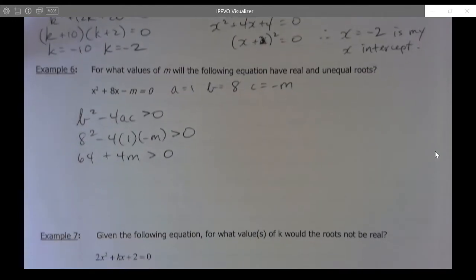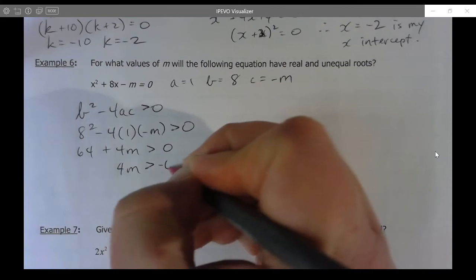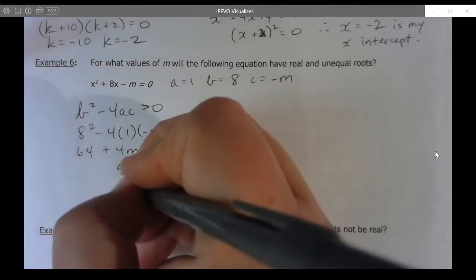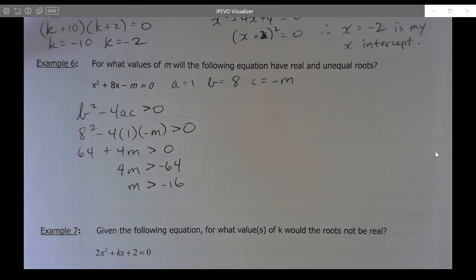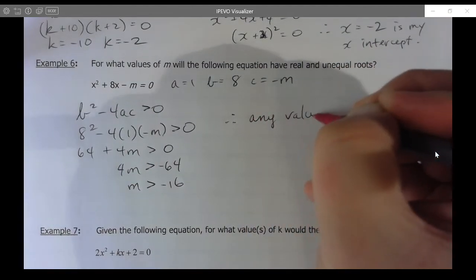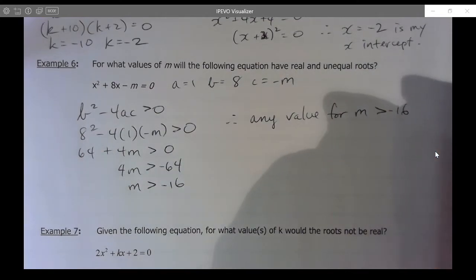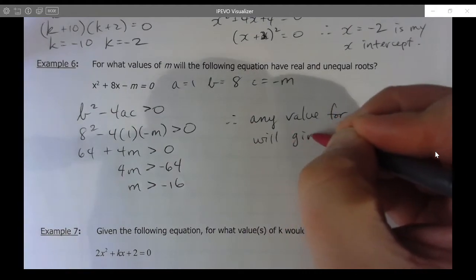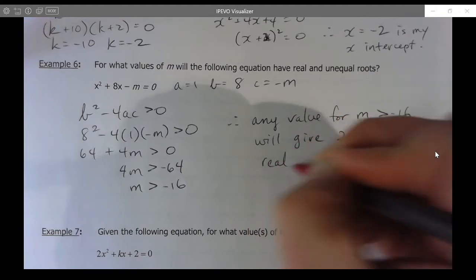Do you remember how to solve inequalities from grade 9? We're going to minus 64 from both sides. That doesn't change the inequality. And we're going to divide both sides of that inequality by 4, which also doesn't change the inequality. And so m has to be greater than negative 16. So that means, therefore, any value for m greater than negative 16 will give 2 real roots.